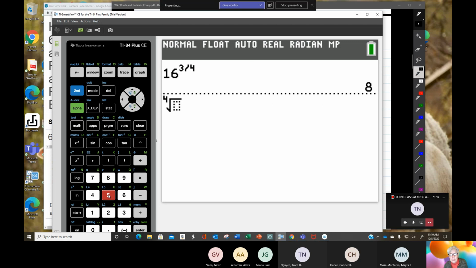The 4 automatically jumps up into the index position. Okay, and then 16 caret 3. And I hit the right arrow key to come down, and then the right arrow key to go to the outside of the radical, and then I hit enter.